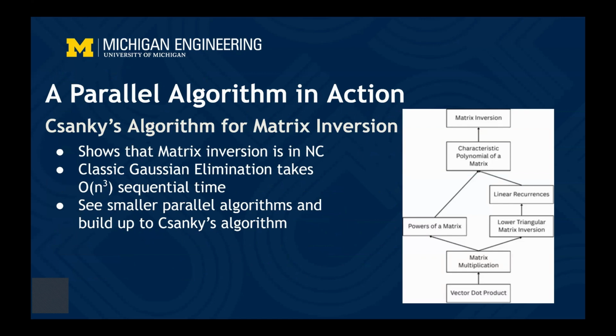Okay, so let's look at a parallel algorithm in action. The algorithm that we're going to look at is Csanky's algorithm for matrix inversion. This algorithm shows that matrix inversion is in NC, and it gives a parallel algorithm for that. Classical Gaussian elimination takes O(n^3) sequential time, and we're going to study this algorithm sequentially. We're going to start with simpler parallel algorithms for smaller linear algebraic problems, and then slowly build up to Csanky's algorithm. Next slide, please.